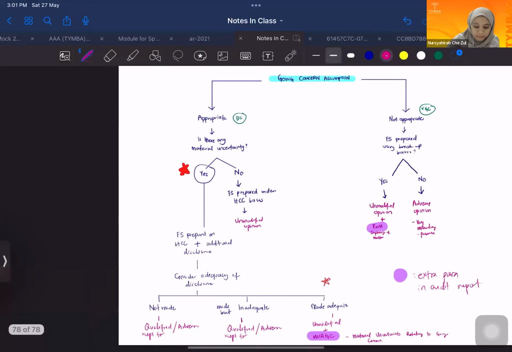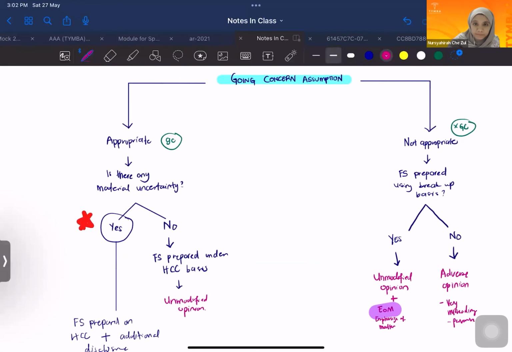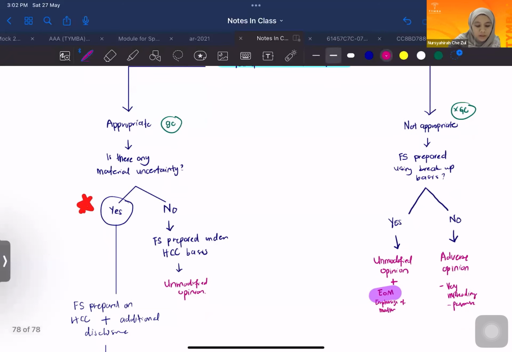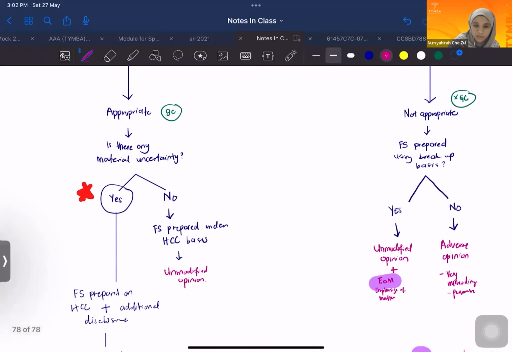Right, now on the left side, the company is going concern. So sorry, is the company going concern? Yes, appropriate here means that the company is going concern. Okay, so as auditor, you should consider, is there any MU? Okay, so let's say no. We go to the no first. Is there any MU? No. Is FS prepared using GC basis or HCC basis, which is as usual? Yes, it is prepared using HCC basis.